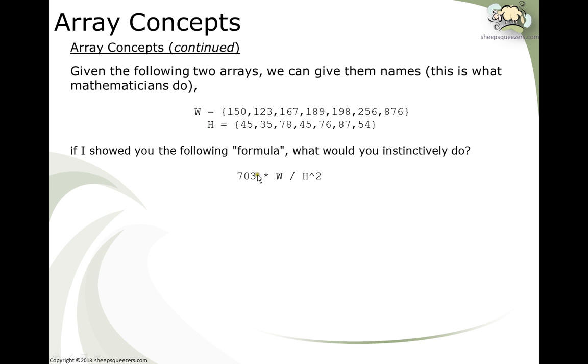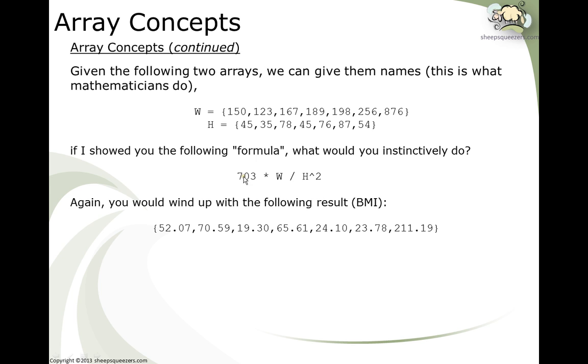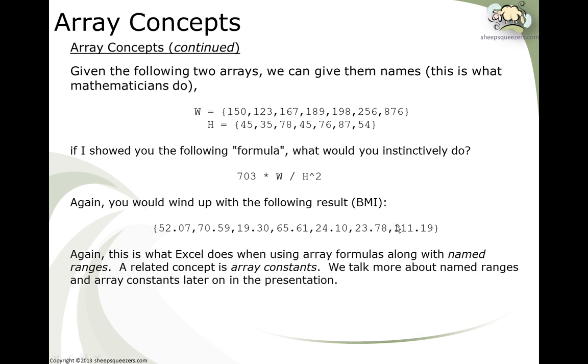So if I showed you the following formula, what would you instinctively do? 703 times W divided by H squared. Well, you're going to do the same exact thing as you did on the previous slide. Basically, it's 703 times 150 divided by 45 squared, which is 52.07 as the first array element, all the way through to 703 times 876 divided by 54 squared, and that's 211.19. And again, this is what Excel does when using array formulas along with named ranges.